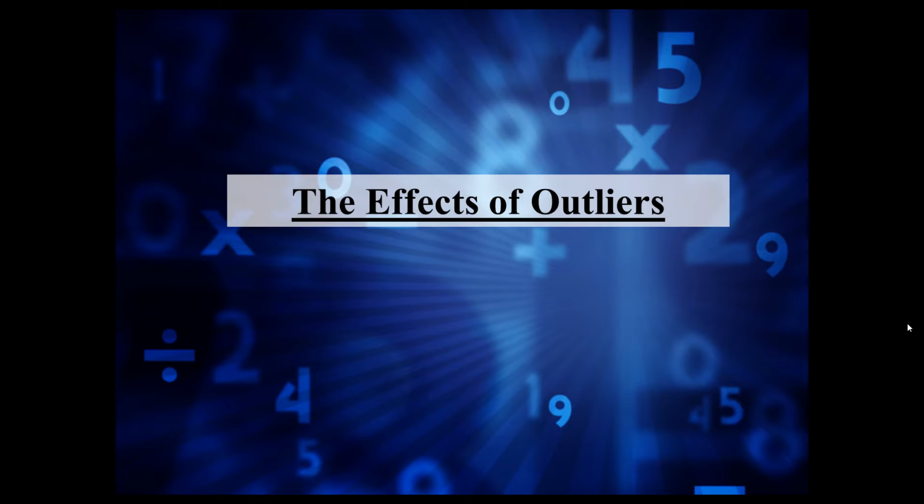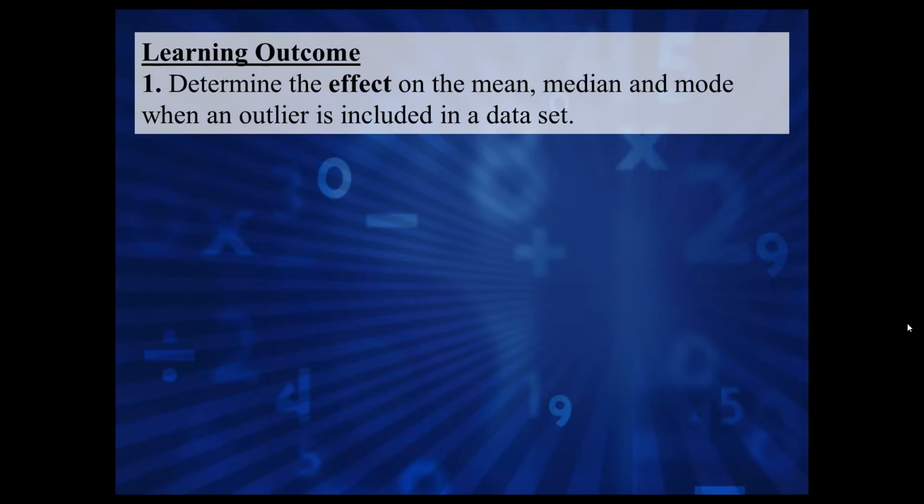Hello again, grade 7s. In today's lesson, we are going to talk about what effect outliers have on a set of data, specifically on the median and the mode. And then we'll discuss whether or not the outliers should be removed from the data set, depending on how heavy of an influence they have on that set of data. The learning outcome for this lesson is to determine the effect on the mean, median, and mode when an outlier is included in a data set.